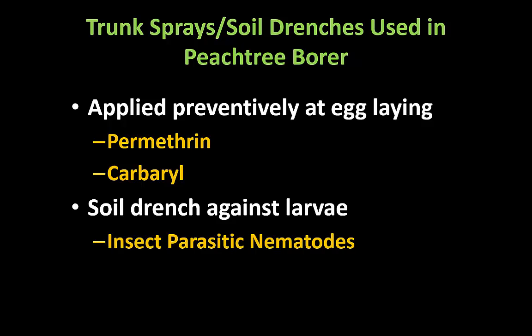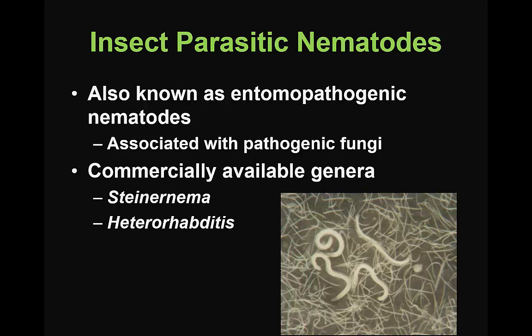Not as consistently effective, but one that others may consider, would be a soil drench against the larvae. And the only thing that would work against the larvae, after they've already hatched, would be insect parasitic nematodes. These entomopathogenic nematodes, we talked about a little earlier in the last class. These are commercially available, a couple different genera, and pretty much all of the largely available insect parasitic nematodes would kill a peach tree borer larva if it could get to it.